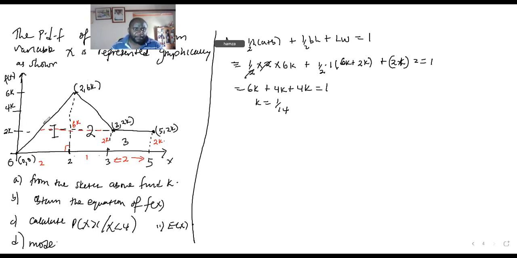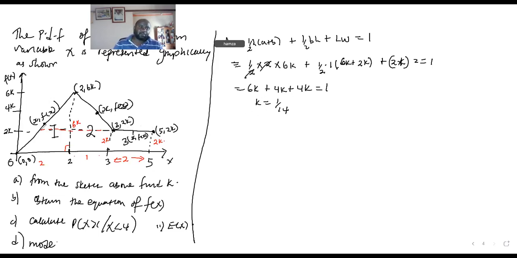Now, you assume a point anywhere. Assume here you have a point like x, f of x. Also assume somewhere here x, f of x. Also you'll assume here x, f of x. Then you get those gradients. They are supposed to be the same.